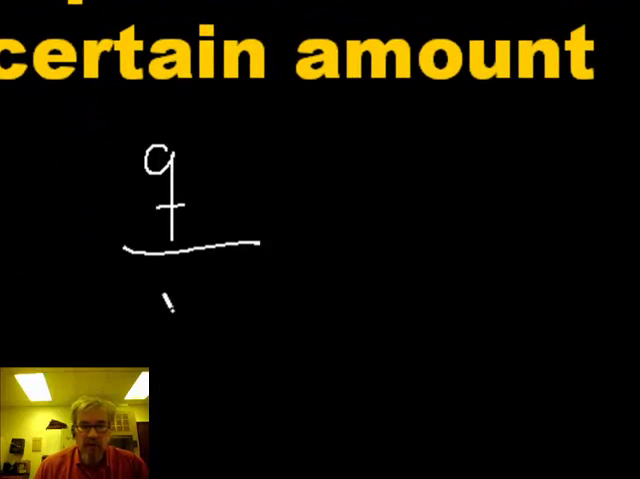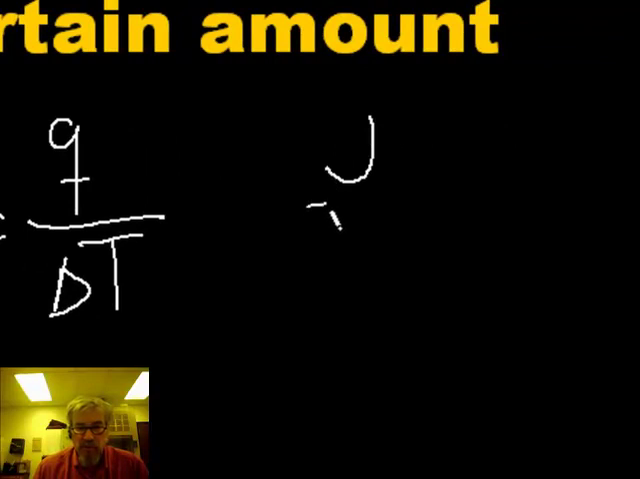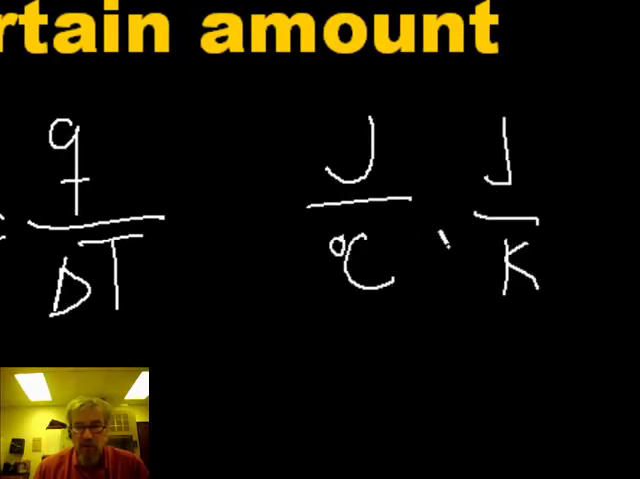If I take the ratio of the heat energy added to the temperature change, that's what heat capacity is. Units of heat capacity would be then joules, probably, over degrees C, or joules over kelvins. Those would be examples of units of heat capacity.